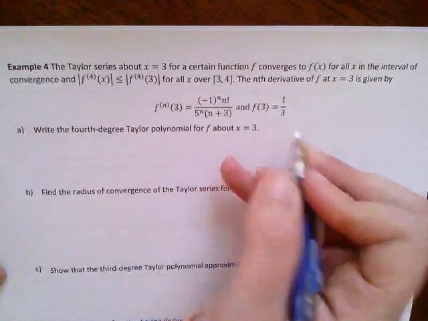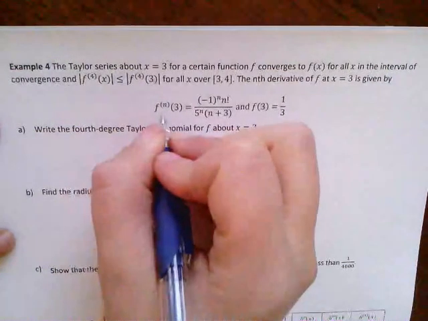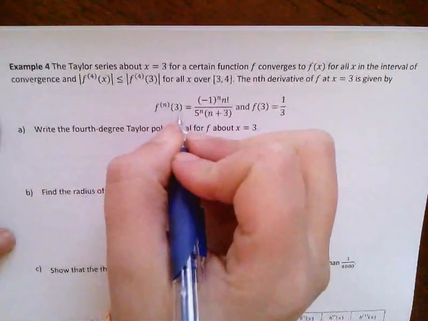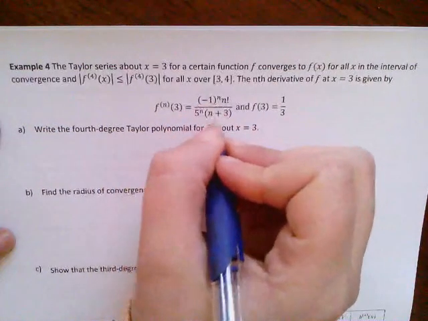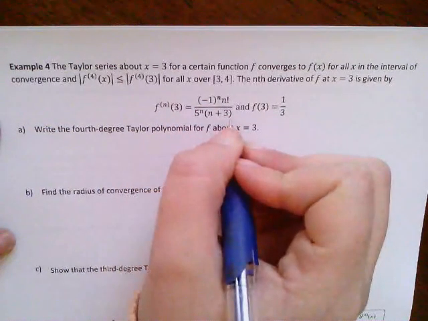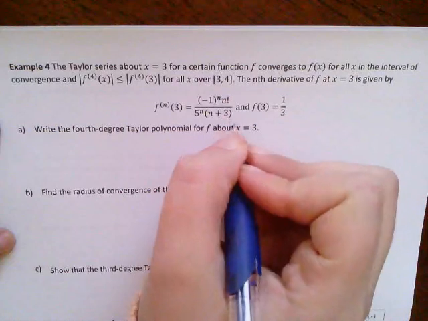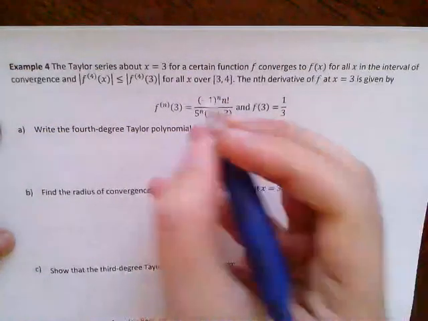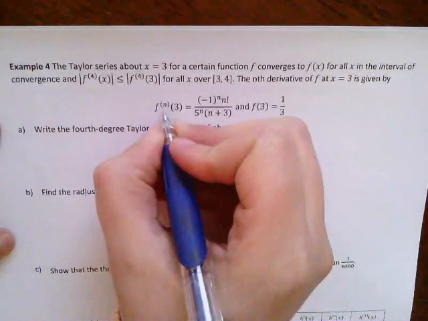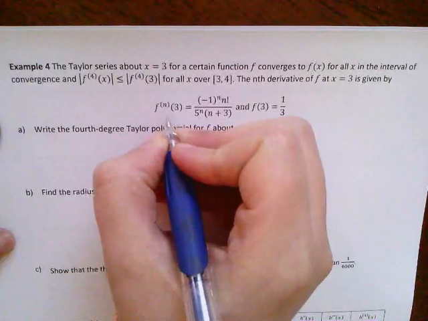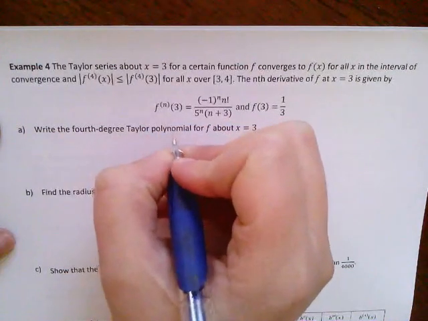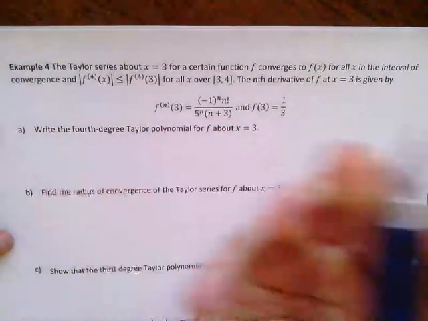A lot of information, right? So we have the nth derivative at 3 right here. So we can actually figure out what f1 of 3, f0 of 3, f2 of 3, f3 of 3, f4 of 3, f5 of 3, and so on and so on.